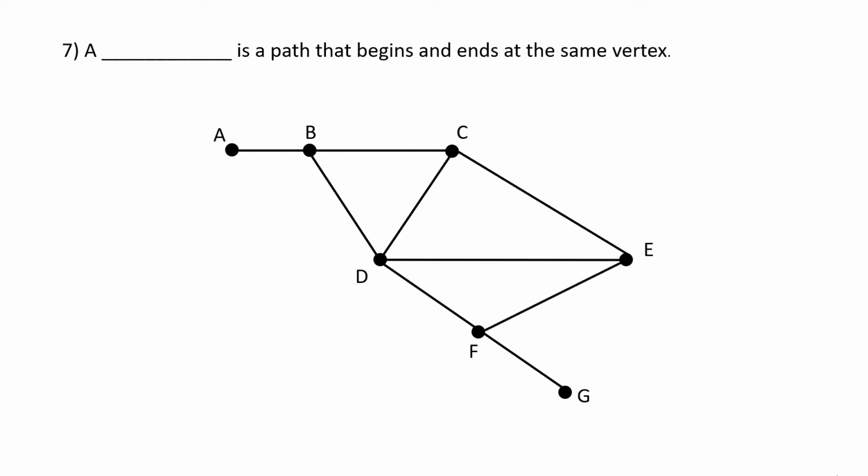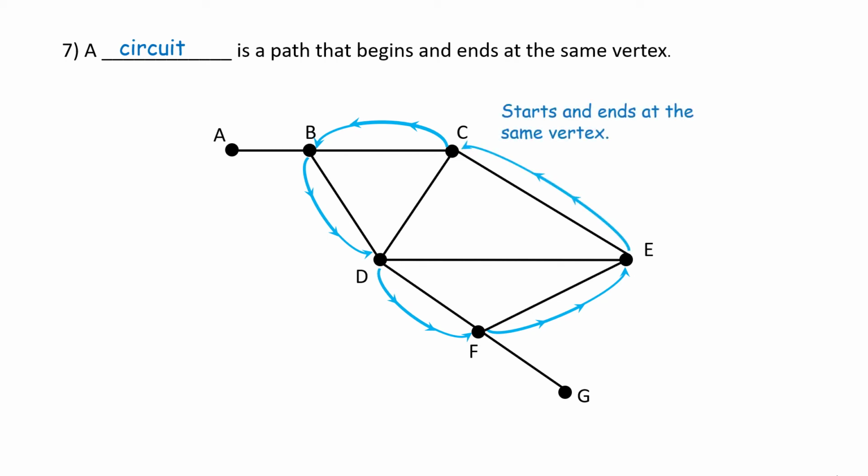Next definition. A circuit is a path that begins and ends at the same vertex. For variety, let's begin at C and travel to B. We will traverse along the edge from B to D, then D to F. We will go along the edge from F to E, and then from E back to C. This circuit starts and ends at the same vertex.